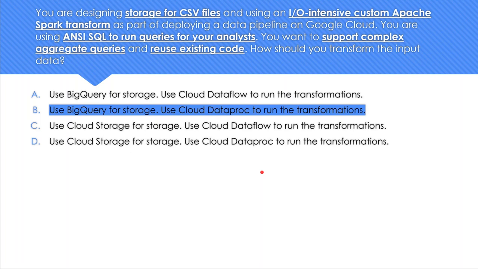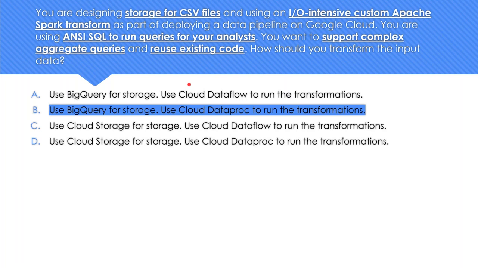Many of you were inclined towards Dataflow, which is where most of you went wrong. So the A and C combination was wrong. I hope the explanation is clear, folks. Reusing the existing code was something very important.